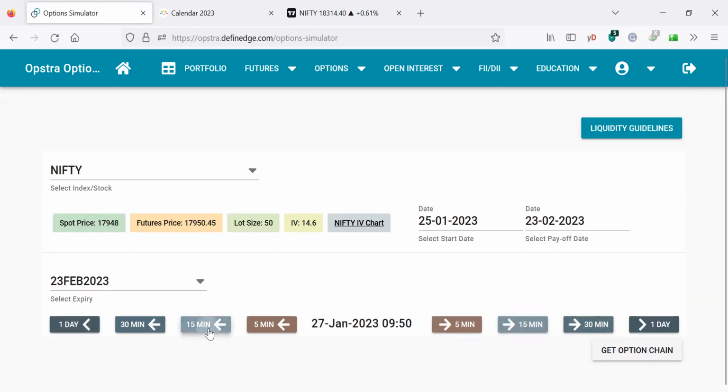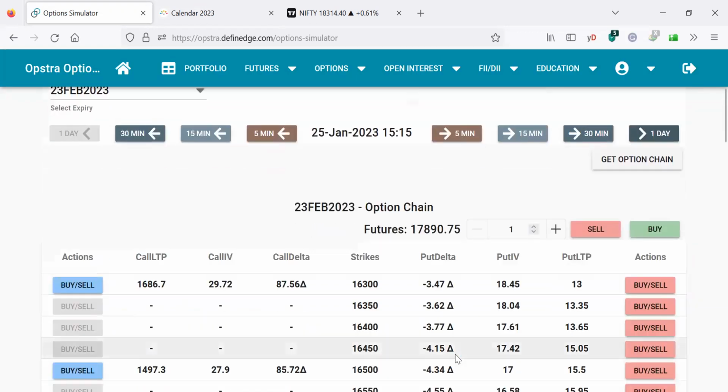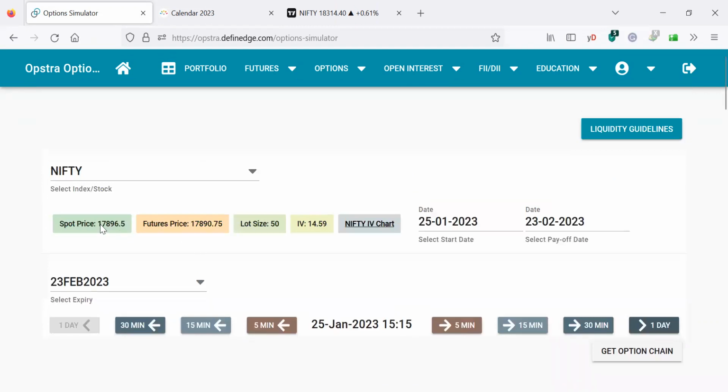It's coming back, I went ahead a lot. Okay, fine. So now, at 3:15 on 25th of Jan, I'm going to create an iron fly. If you check here, this is the spot right now.